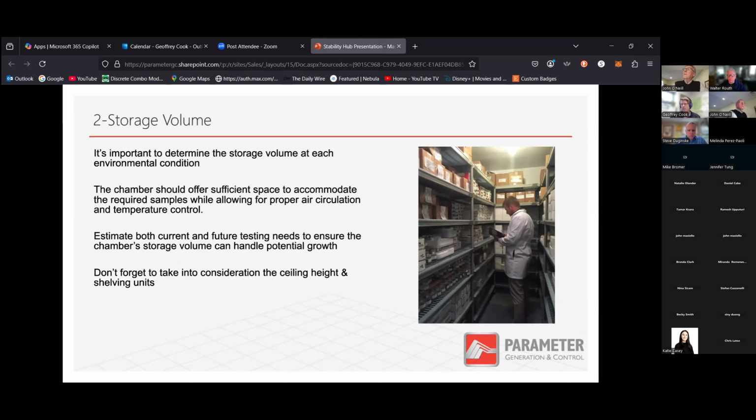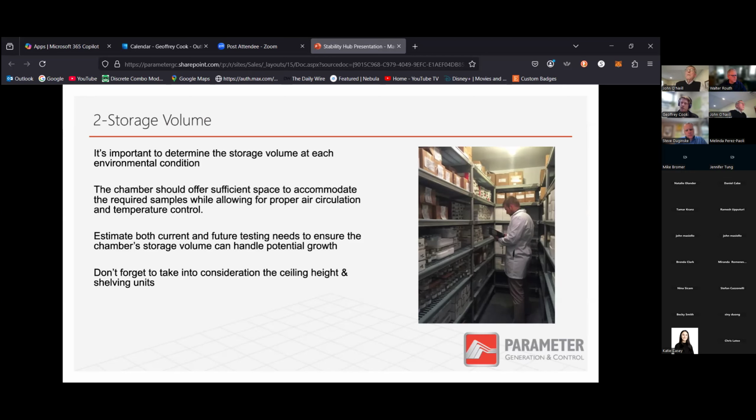The chamber is going to need sufficient space around the product for proper air circulation and temperature control. You can't simply pack the room floor to ceiling full of boxes and expect that air to be able to circulate around the product and maintain that temperature and humidity. Then you're also going to want to take into consideration future growth needs, the ceiling height, the shelving, and as your shelving nears the ceiling, you will have things that occupy that real estate.